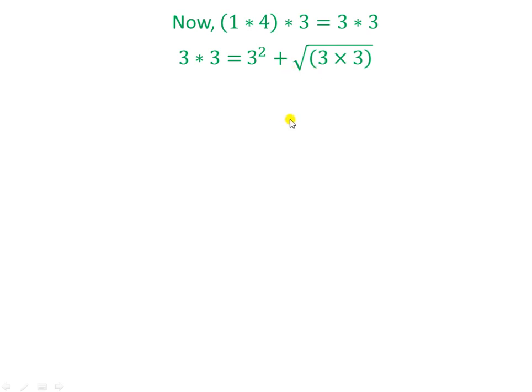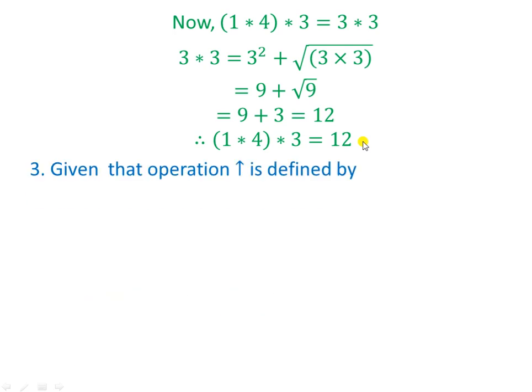Now when you square 3, you will come up with 9, and when you multiply 3 by 3, you will also come up with 9. But the square root of 9 is going to be 3, meaning we shall have 9 plus 3, which gives us 12. So we can simply conclude that actually 1 * 4 * 3 is as good as 12, and that is our answer. Let's move on to question 3.